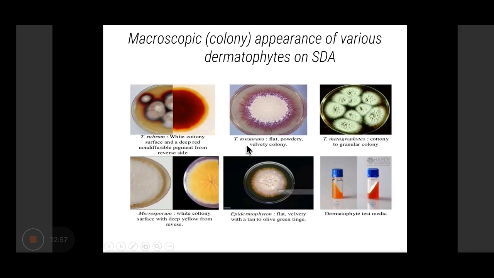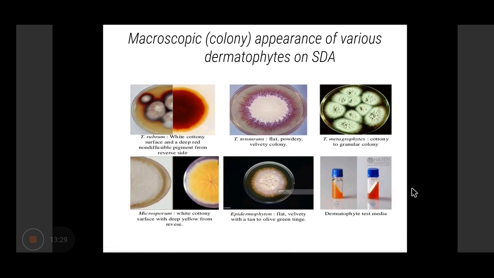Then Trichophyton tonsurans shows a flat, powdery, velvety growth. T. mentagrophytes shows cottony white to granular growth. Microsporum produces white cottony growth with deep yellow on the reverse. Then Epidermophyton shows a khaki color, an olive green like appearance. This is how they will appear.